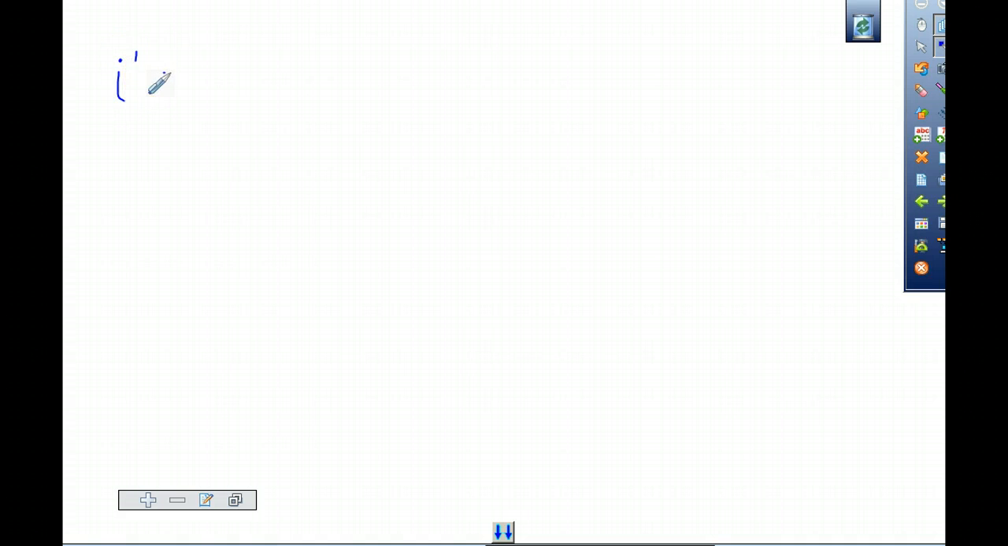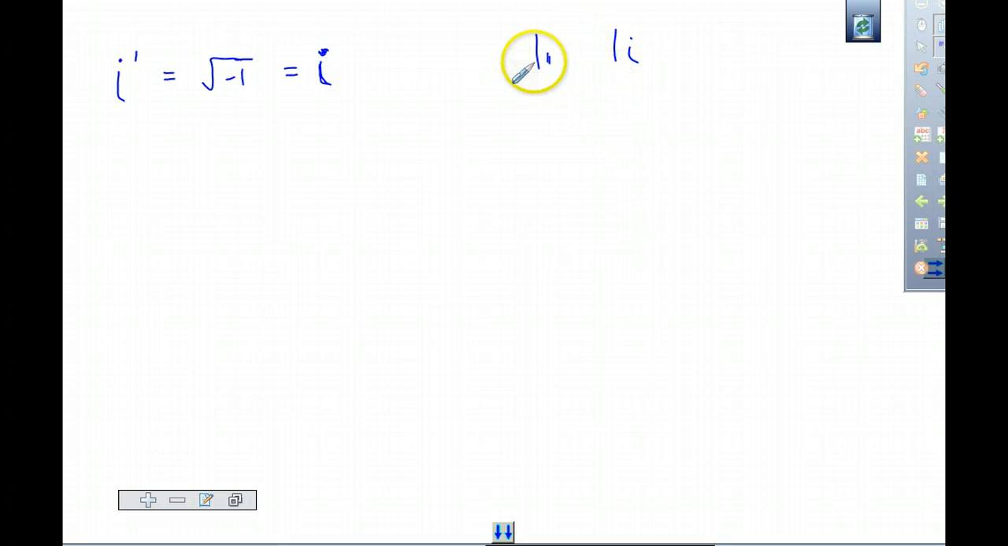i to the 1, we know is equal to the square root of negative 1. That's what i is. i to the first just equals i. Anything to the first power is just that base. Oh, little side note. Notice how I'm putting this little tail on the i. That's so that when I'm writing 1's and i's, they don't look the same. Put a little tail on it so you don't confuse your i with your 1. Just a little thing that goes a long way.